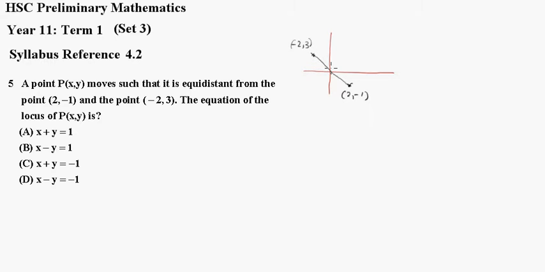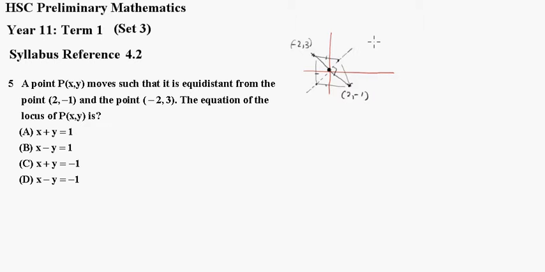Now, one such point that obeys that condition, so it's the same distance from each, is the midpoint. And if you draw a line which is perpendicular to this line, then all points on this line will be the same distance away. So clearly we need to find the equation of this line. Now we can get that point quite easily.